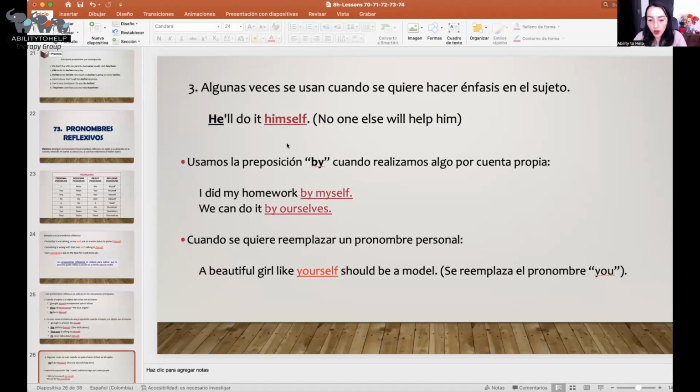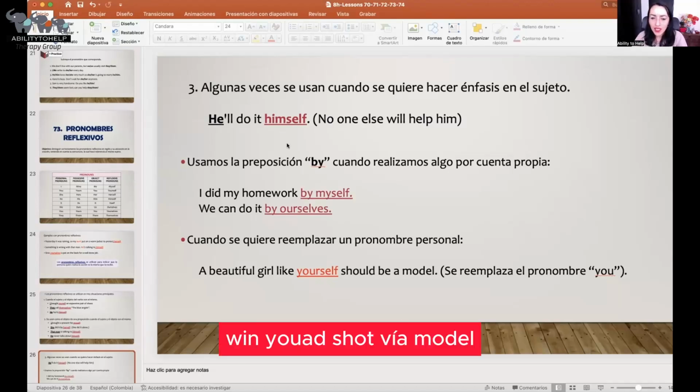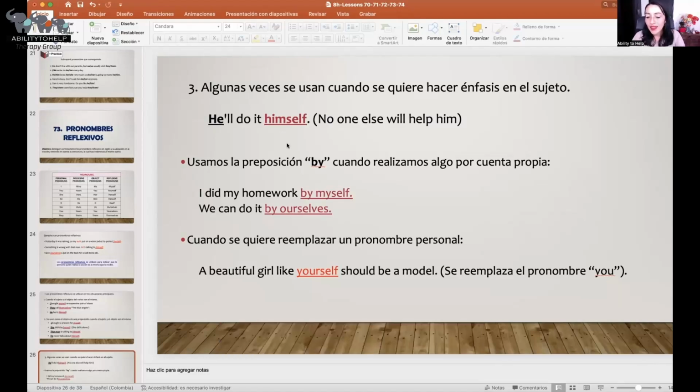Notice the last idea is when you want to replace a personal pronoun. So the last way when you add the reflexive pronoun is because you want to replace the pronoun, the personal pronoun. A beautiful girl like yourself should be a model. So this sentence is about a personal pronoun, but you could change the word you and add yourself.